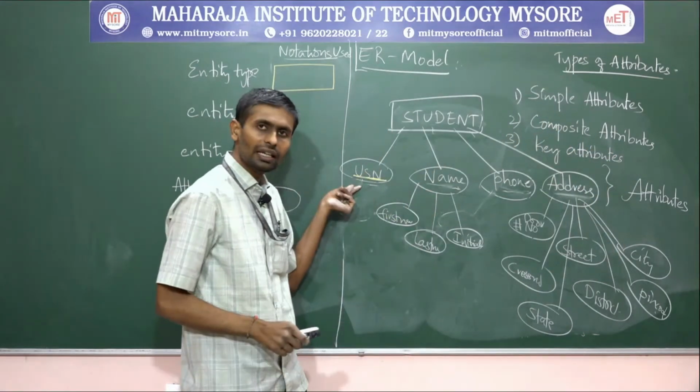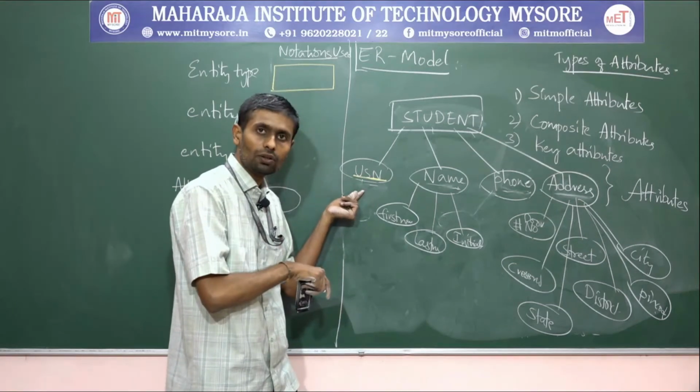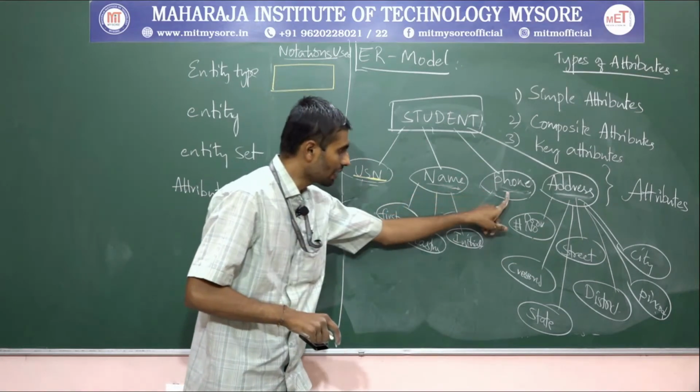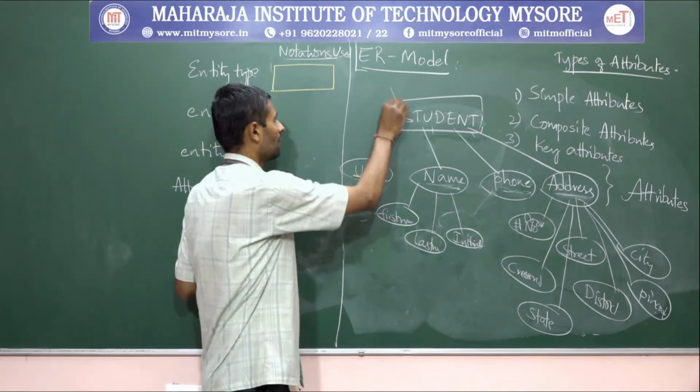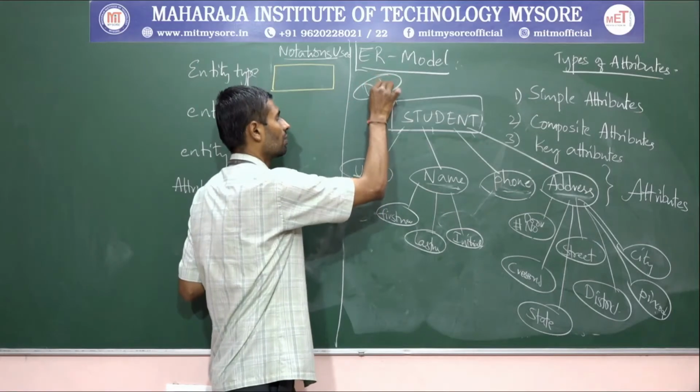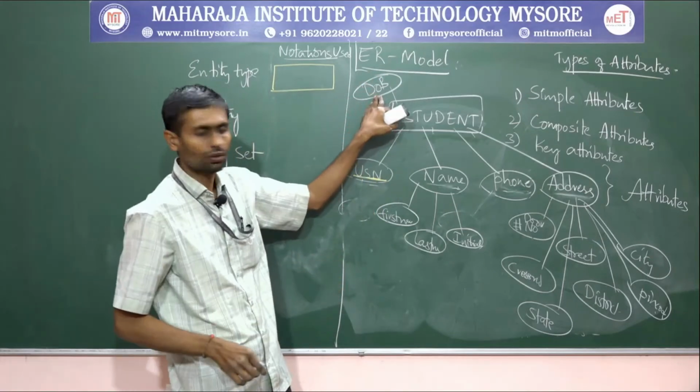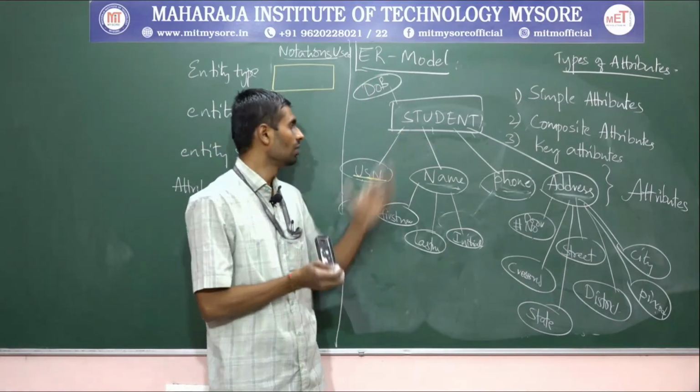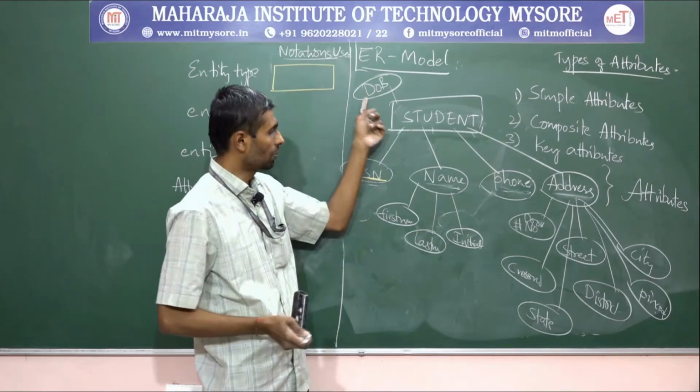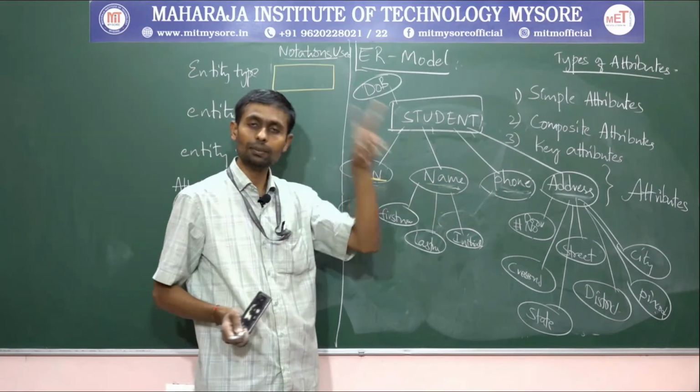A simple key attribute is also a simple attribute. Along with that, the rest, when compared to phone number, are, let's say for example, date of birth. I am having one more attribute: the student has a date of birth, and that I have also recorded. Date of birth, phone number, USN, these three are simple attributes.